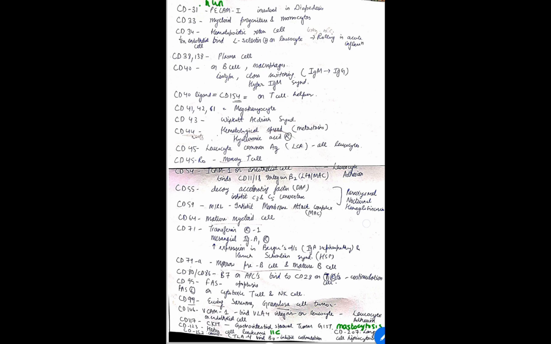Then we have CD207. CD207 is in Langerhans cell histiocytosis. What other was there in Langerhans cell? CD1a. Then we have CD56. CD56 is Merkel cell cancer. So let's revise again briefly all the markers. CD1 is thymocyte and Langerhans cells. CD2 is thymocyte, NKT. CD3 is pan T cell marker.